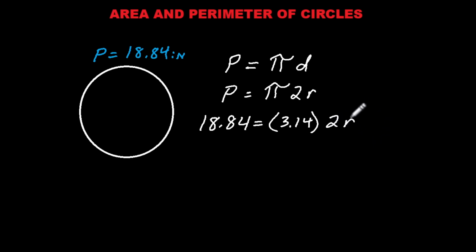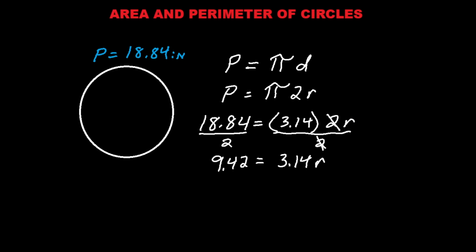Now what I have to do is isolate the r to find what the radius of this circle is. So the first thing I want to do is divide both sides by 2. After dividing both sides by 2, I get 9.42 equals pi times r. The next thing I'll do is divide both sides by 3.14. So now, when you divide 9.42 by 3.14 on your calculator, you'll get that the radius equals 3. And our units were inches. So coming from the center of the circle, this is going to be 3 inches.